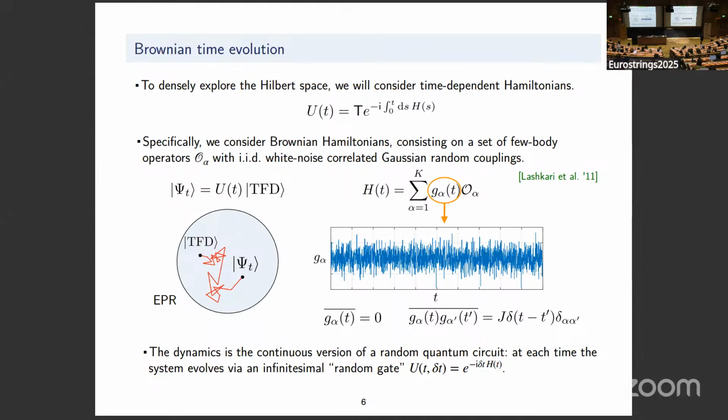And yeah, the Brownian Hamiltonians are known in the quantum chaos and quantum information literature because they provide a continuous version of what is known as a random quantum circuit, which is essentially a discrete-time model of quantum computation where the gates at each time step are chosen randomly. So here what we are doing is choosing the Hamiltonian randomly at each time step, which is a continuous version of that.